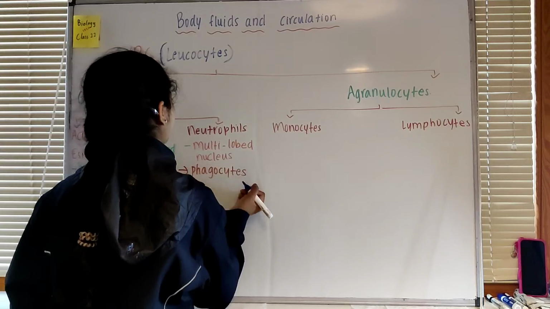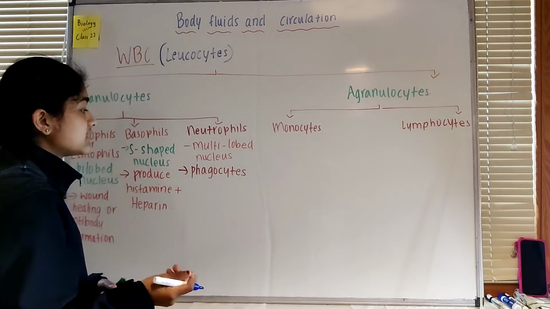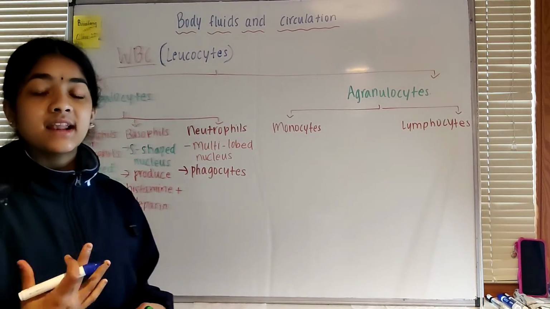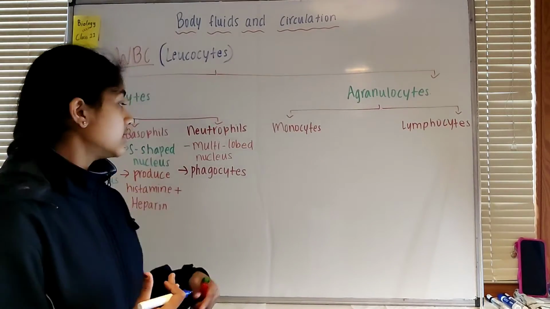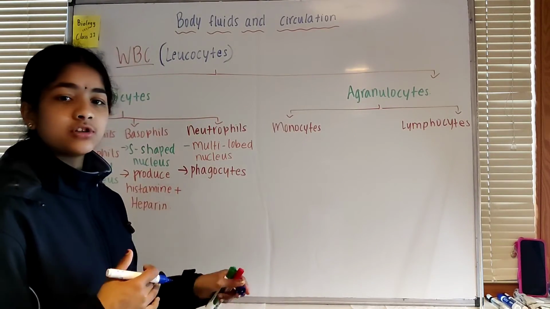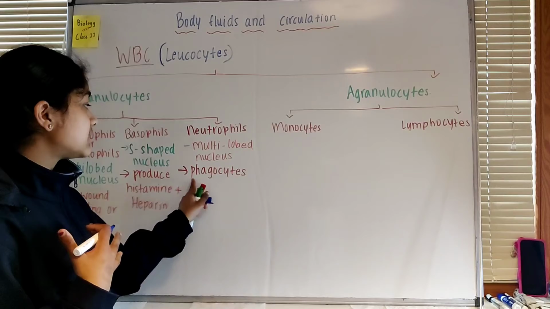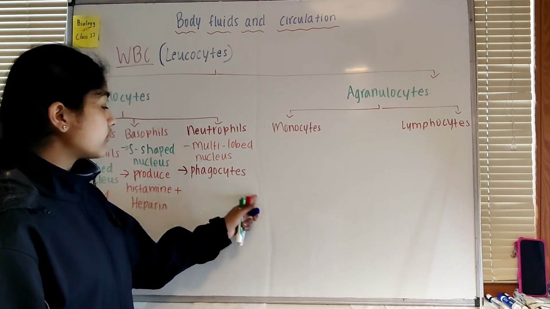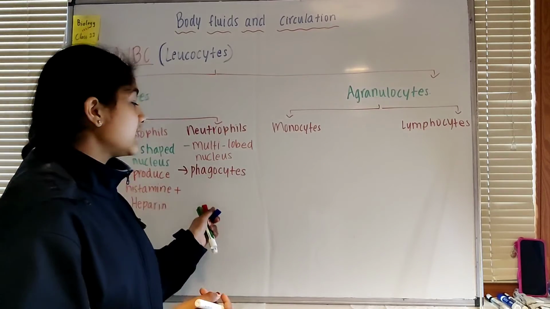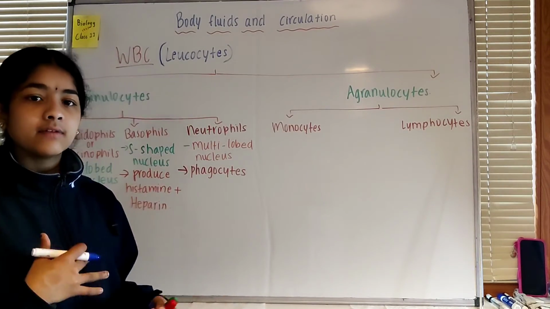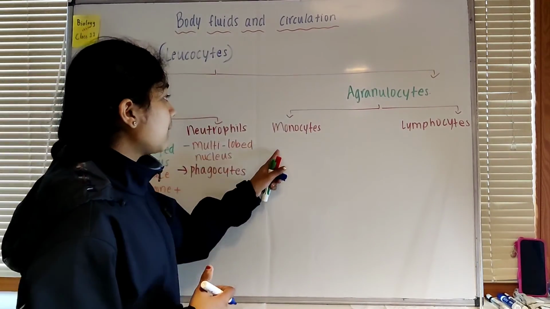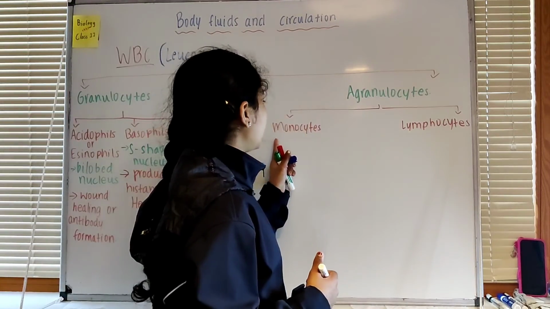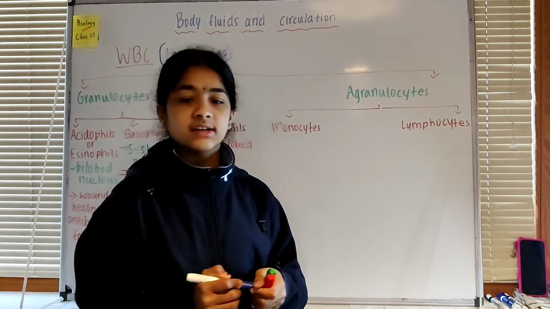Phagocytosis. What is phagocytosis? Phagocytosis is the process where the cell engulfs the foreign particle. So phagocytes are the ones which engulf. It's the cell eating. Pinocytosis is cell drinking, but here we are talking about phagocytosis or phagocytes. They eat or they engulf the foreign particle. Coming to agranulocytes, we have monocytes and lymphocytes.